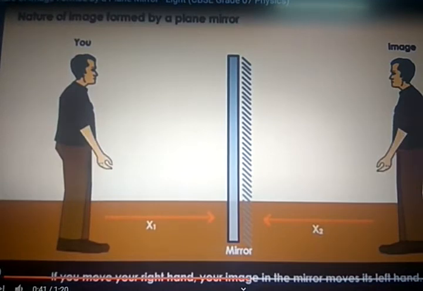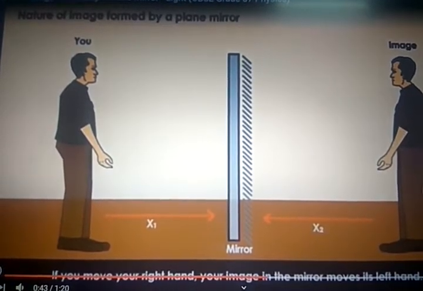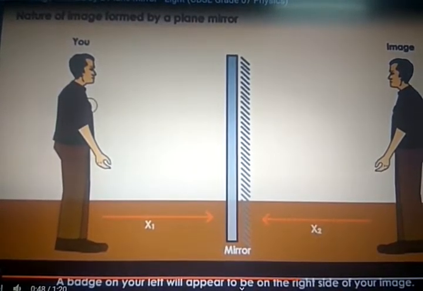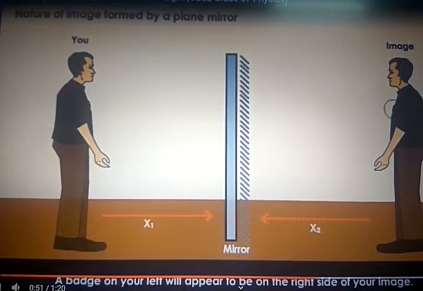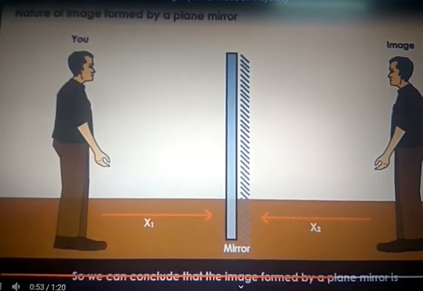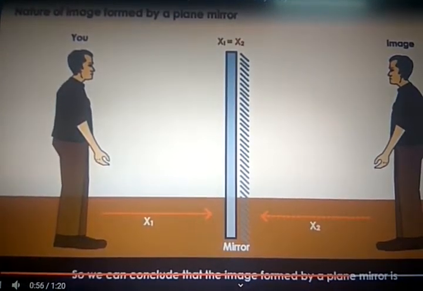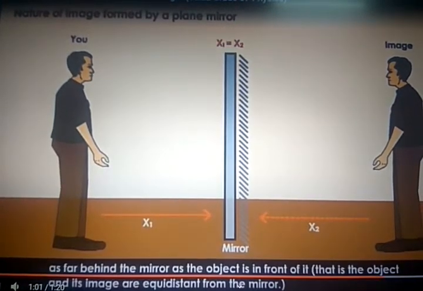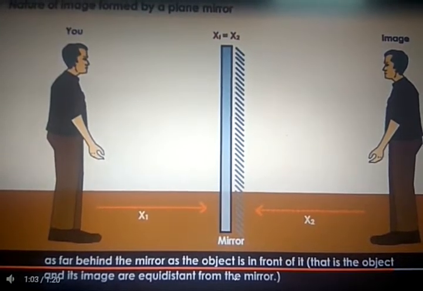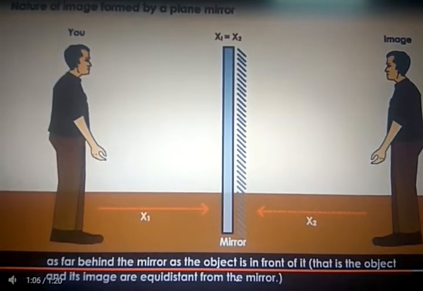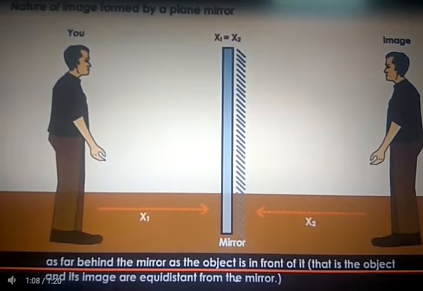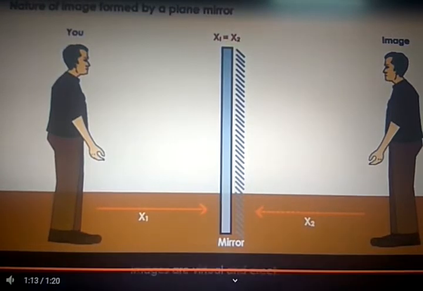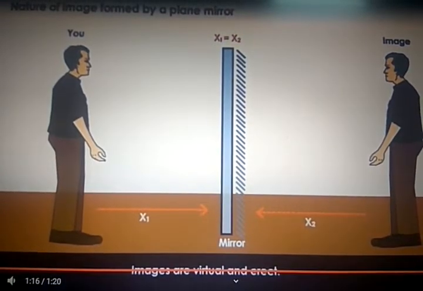If you move your right hand, your image in the mirror moves its left hand. A badge on your left will appear to be on the right side of your image. So, we can conclude that the image formed by a plane mirror is as far behind the mirror as the object is in front of it. That is, the object and its image are equidistant from the mirror. Images are virtual and direct.